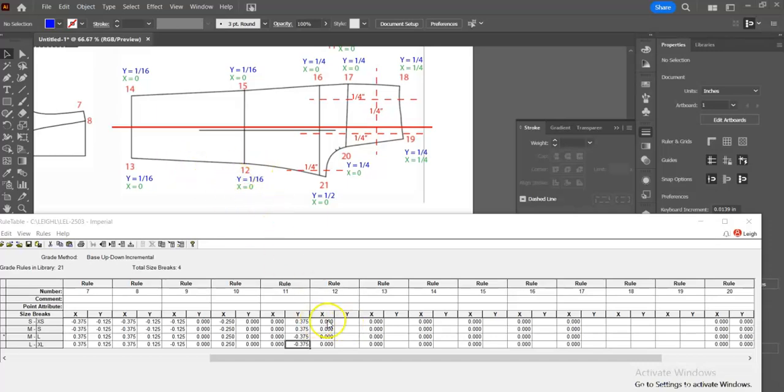12 is my knee, which has a 1/16 of an inch grade. I'm still in that negative quadrant, so my negatives will be for larger sizes. My 13 has the same rule. My 14, I flip back to the positive y quadrant, which means my negatives will be for my smaller sizes. I'm going to copy from here to here. 16 is going to have a quarter, and I'm still in that positive y quadrant, so negatives for smaller sizes, positives for larger sizes.